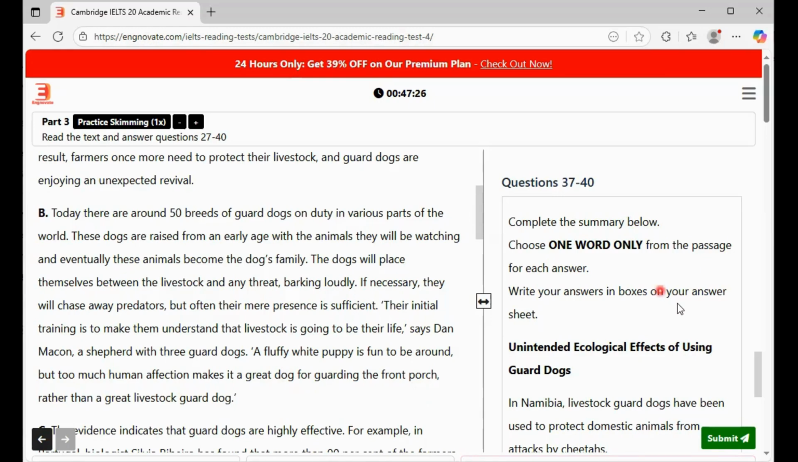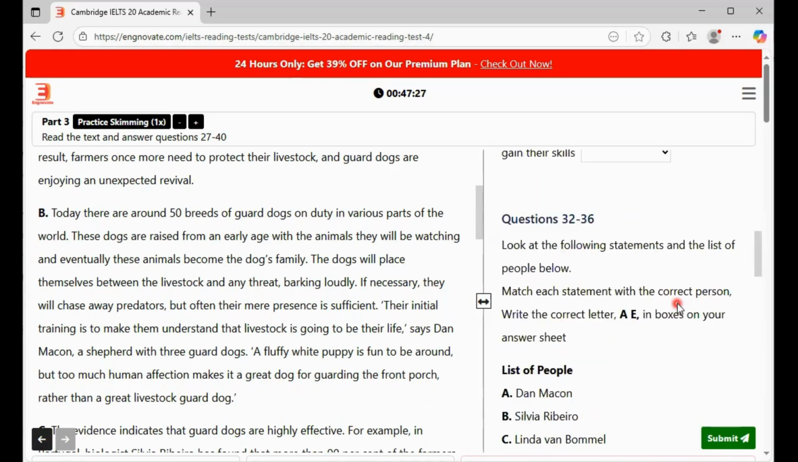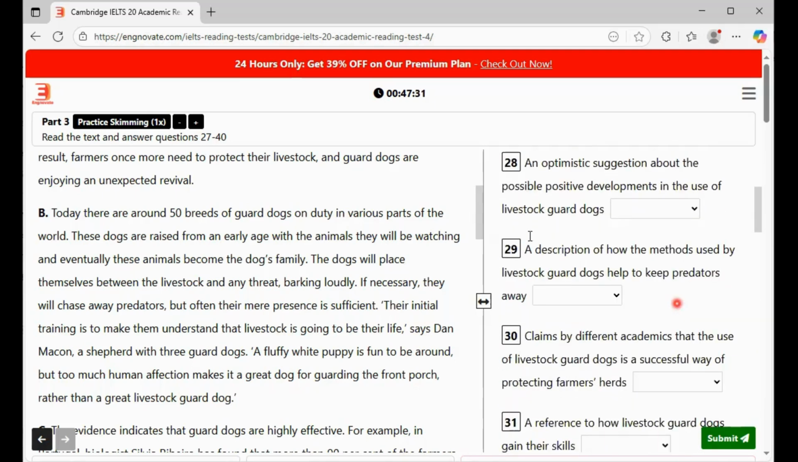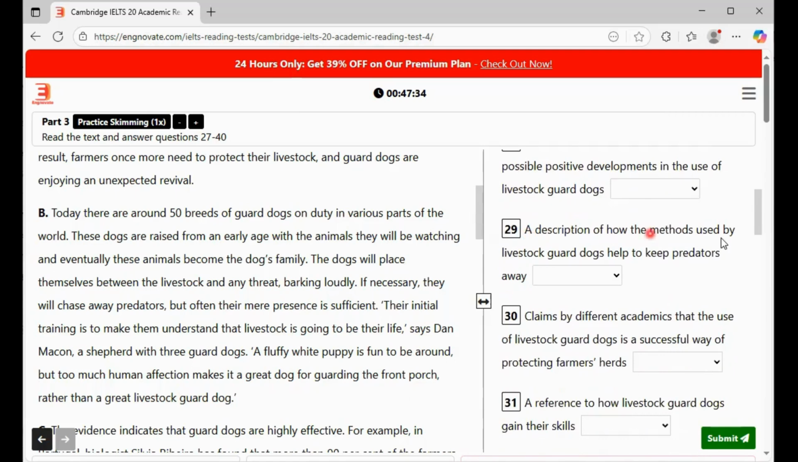Hold on. This one is about training. Where is that one about training? A description of the methods used by livestock guard dogs to keep predators away. That's sounding like what I'm reading in this paragraph B. That's what I'm saying here. So this one is going to be option B.